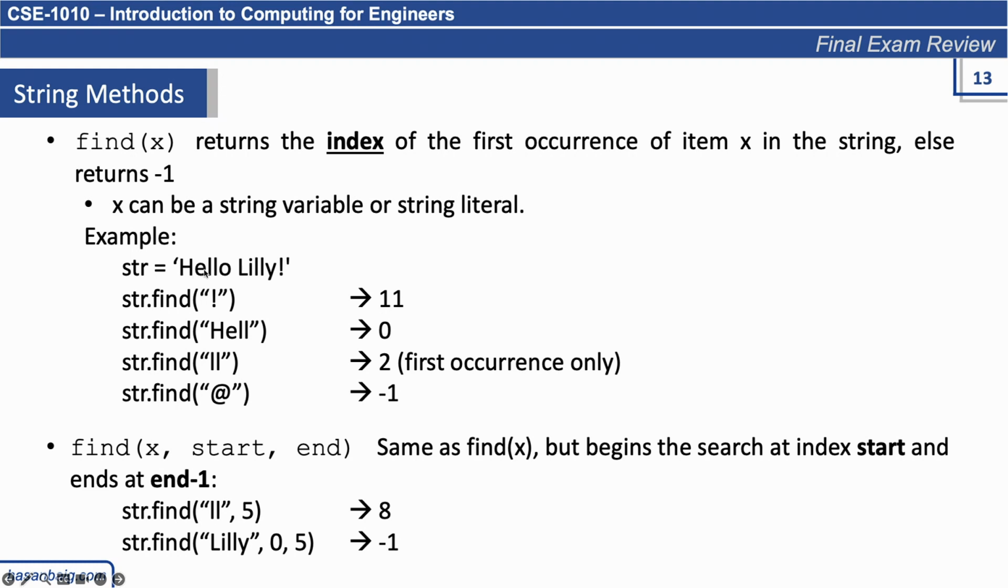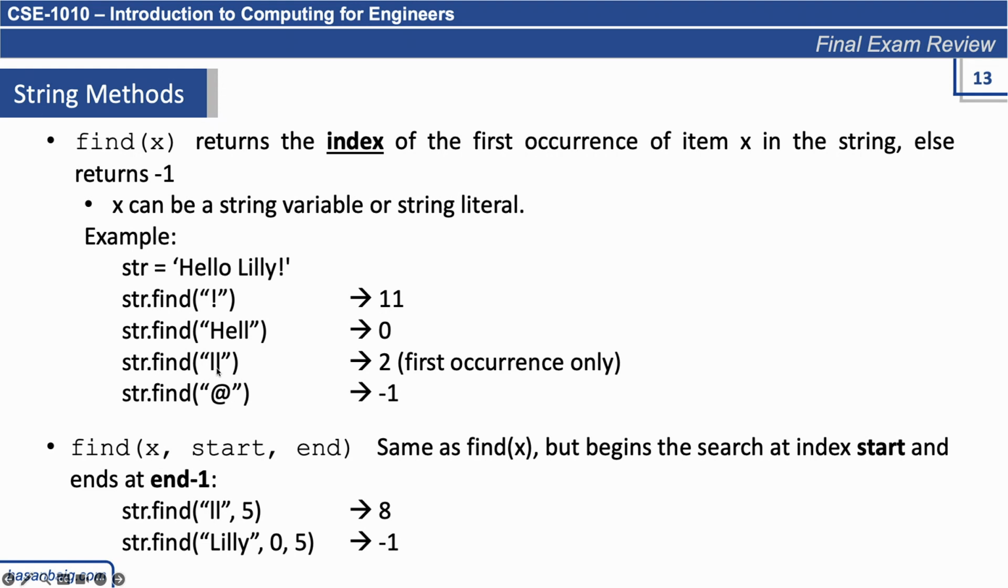0, 1, 2, 3, 4, 5, and 6. It should return 6. The fifth character is the white space character. So it should return 6 because Lily is starting from the index 6. Okay.